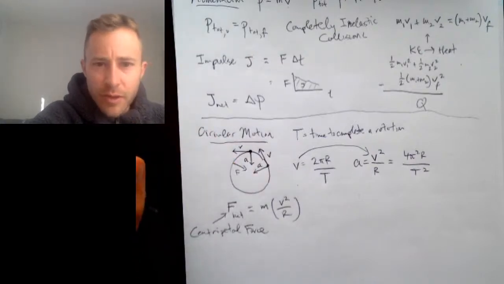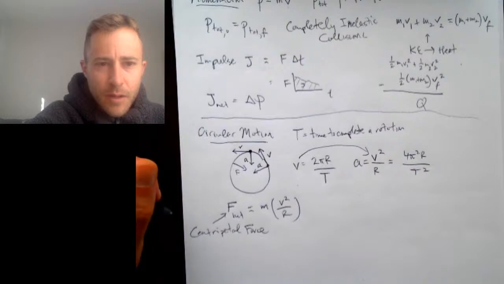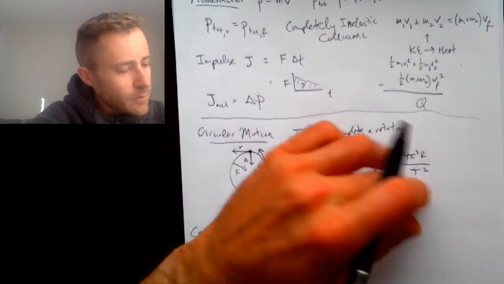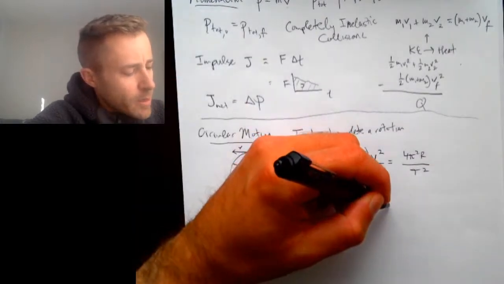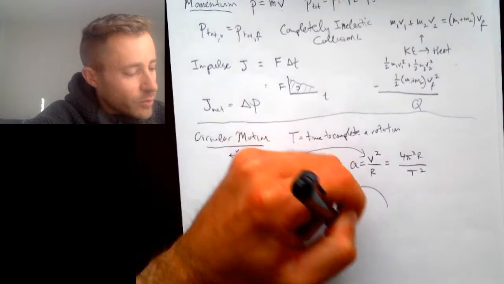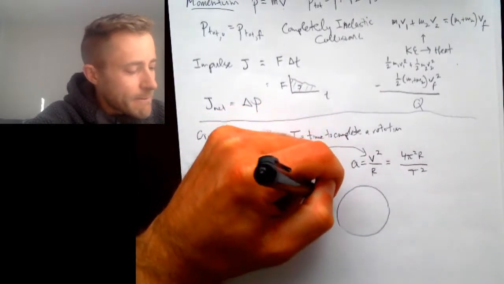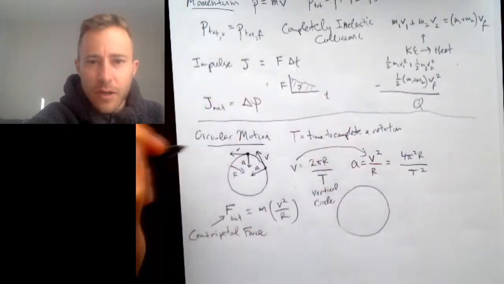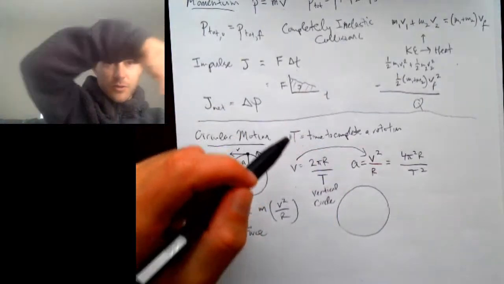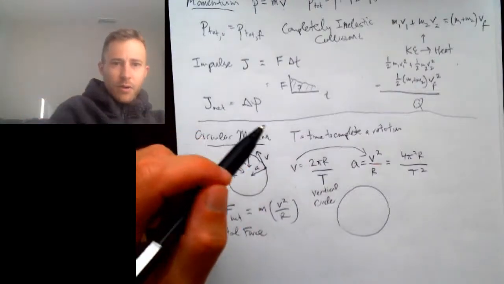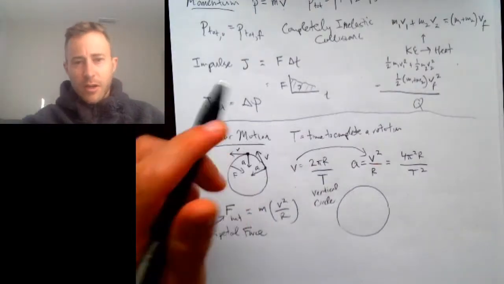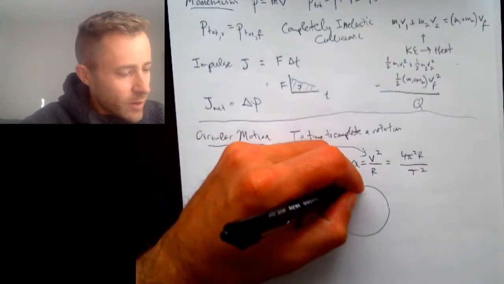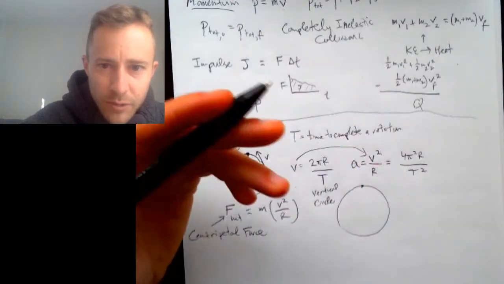One of the things we talked about that was a little bit tricky was the idea of a vertical circle. So you can have a horizontal circle, which is a circle like this, or you can have a vertical circle, which is a circle like this. And vertical circles are tricky because gravity is involved. Gravity is the centripetal force.